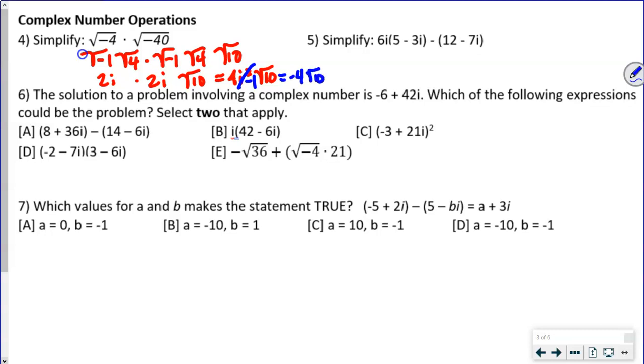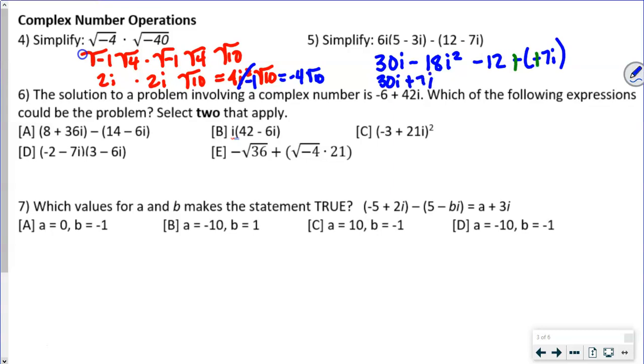That's our answer, okay? So the next one says simplify. So on this one, we're going to distribute that 6i. So that's going to give us 30i minus 18i squared. Then we've got -12 and minus a -7i, okay? So we're going to keep simplifying this, and I'm going to combine some like terms here. So we got 30i, and then isn't this going to be plus over here, y'all? Plus 7i, right?